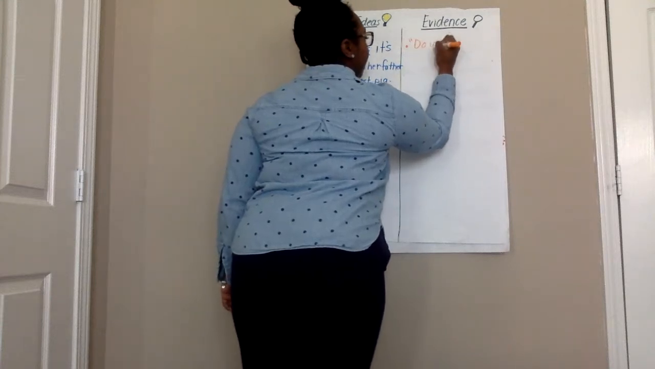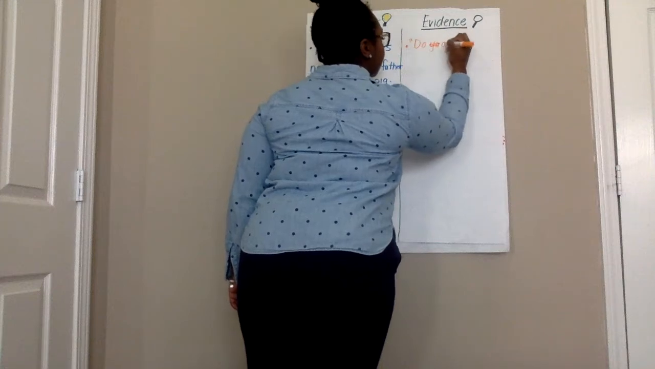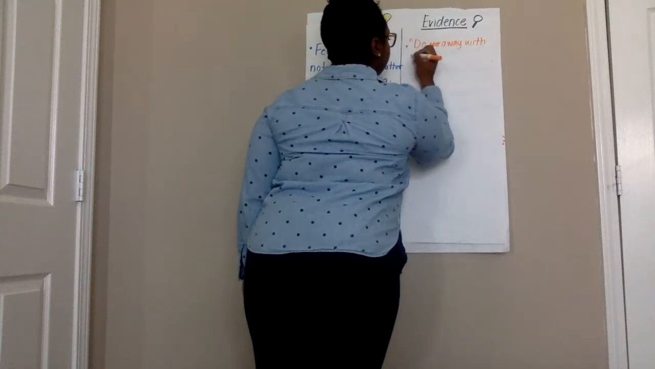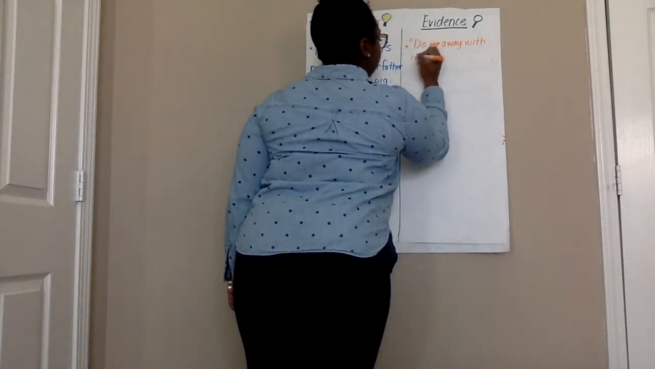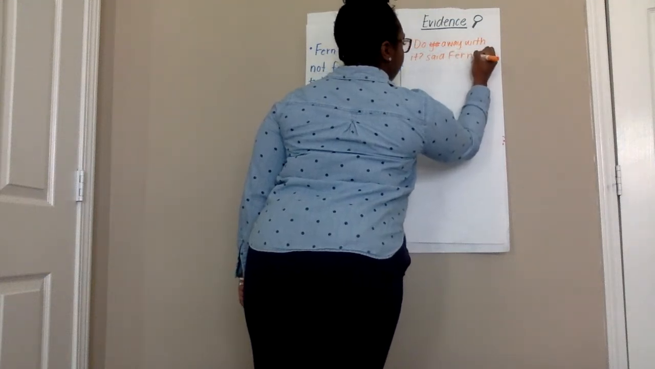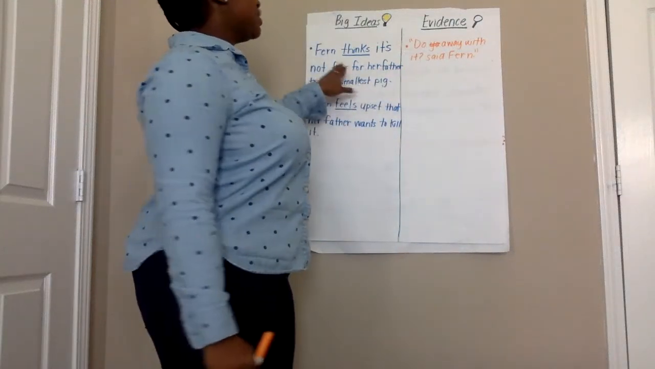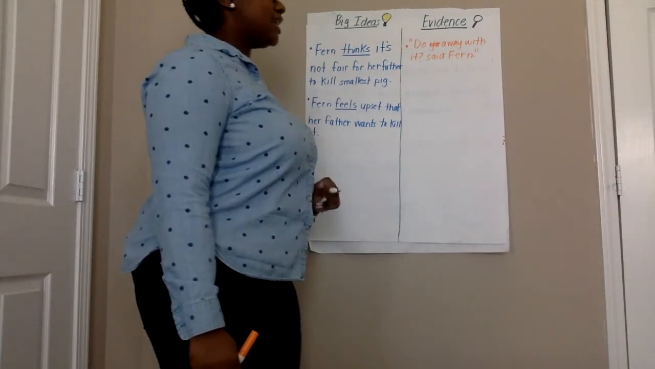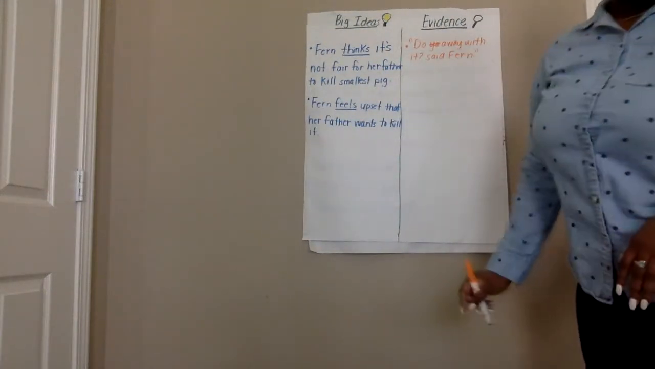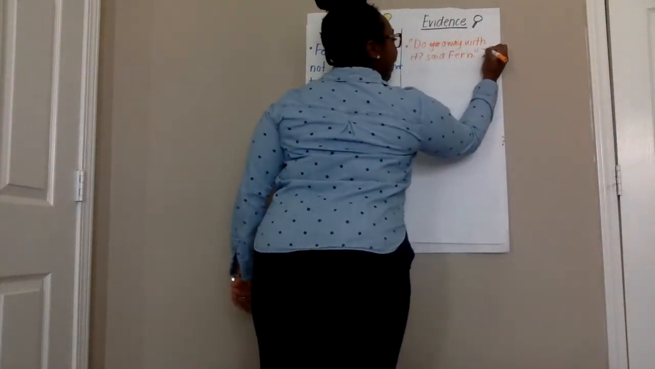You can write as I write. "Do away with it," said Fern. This is one piece of evidence that describes how Fern is thinking. She is thinking that it's not fair for her father to kill a pig just because it's smaller than the others.